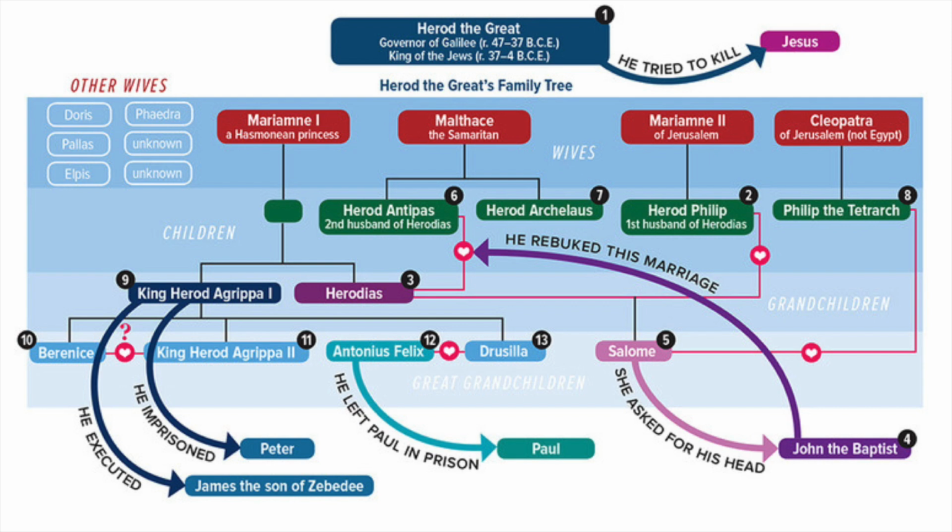So, he has a lot of wives, a lot of sons. He has 4 sons that we kind of know of in the biblical text. You have Herod Antipas, Herod Archelaus, Herod Philip, Philip the Tetrarch. He has two sons named Philip.